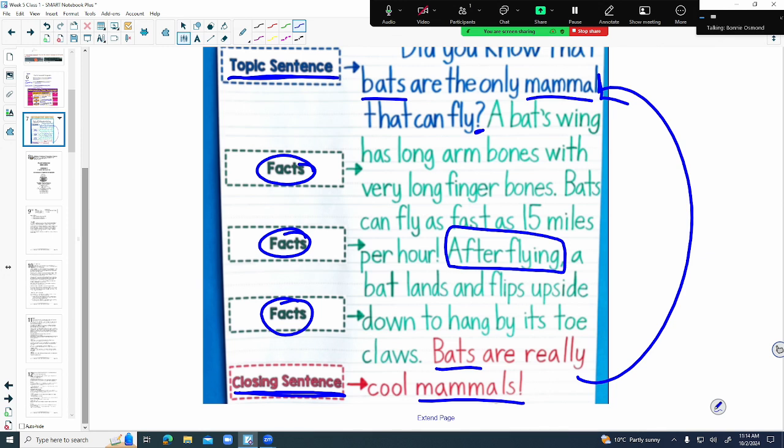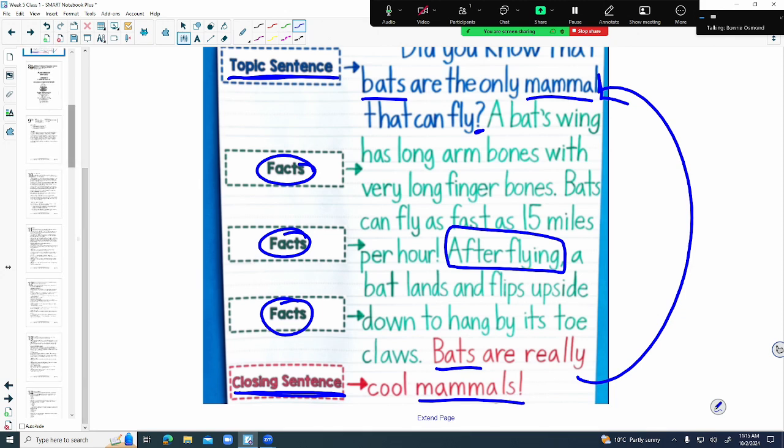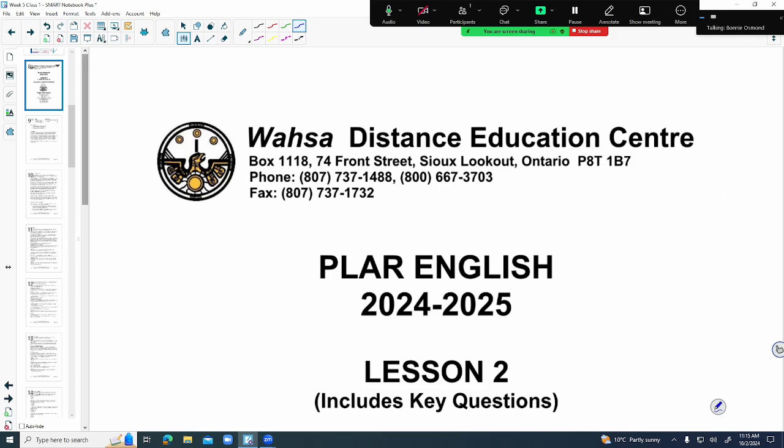A bat's wing has long arm bones with very long finger bones, and you might say it's hard to tell because it's covered in a leathery wing or something like that. Bats can fly as fast as 15 miles per hour. You can say they don't always travel that fast, but they can. After flying, a bat lands and flips upside down to hang by its toe claws. Bats always sleep upside down, or something like that. So you can add a little bit more detail to those facts. Okay, so that is an information paragraph, and that was the last thing we looked at in Lesson 1.